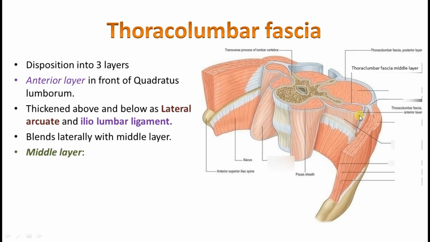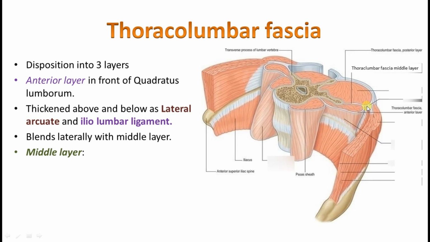It blends laterally with the middle layer. This is the middle layer of the thoracolumbar fascia. The middle layer is present behind the quadratus lumborum, but in front of the erector spinae group of muscles. The erector spinae group includes multifidus, rotators, intertransversarii and so on. They help to keep our spine erect. The longissimus muscles, such as longissimus thoracis, are also part of it. So the middle layer lies between the erector spinae and the quadratus lumborum.